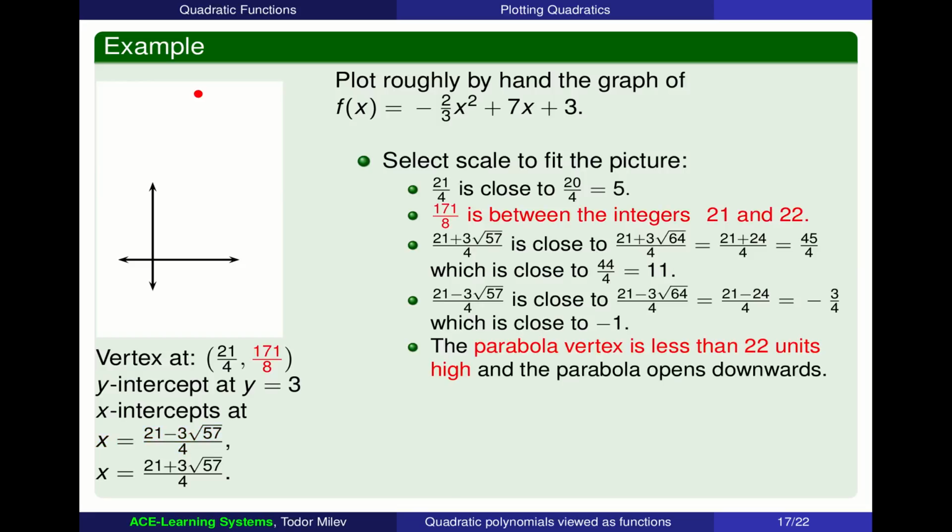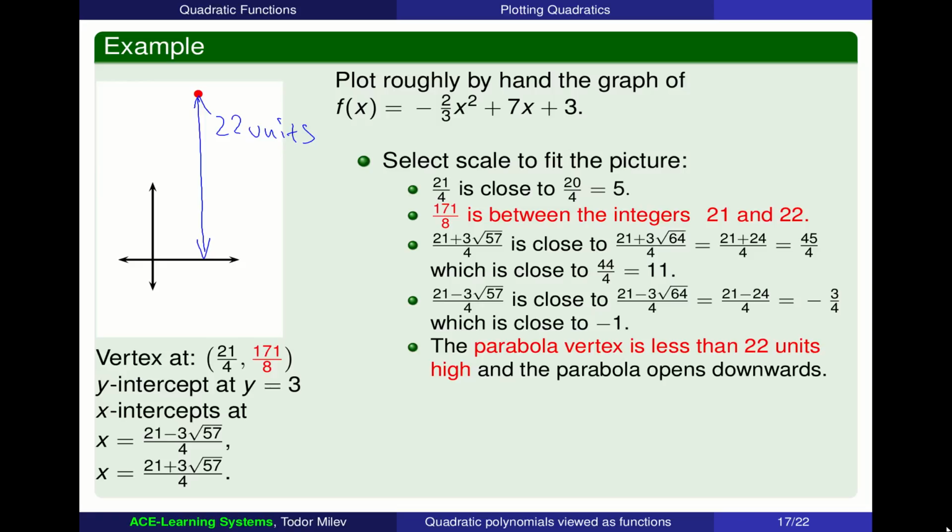Okay. So now, the vertex of the parabola is less than 22 units high, and the parabola opens downwards. So what we can do is we can apply a scale. So this distance here is going to be about 22 units. Now I've actually used the computer. This is a computer-generated plot, so this is exactly 22 units in the measurement unit of this picture.